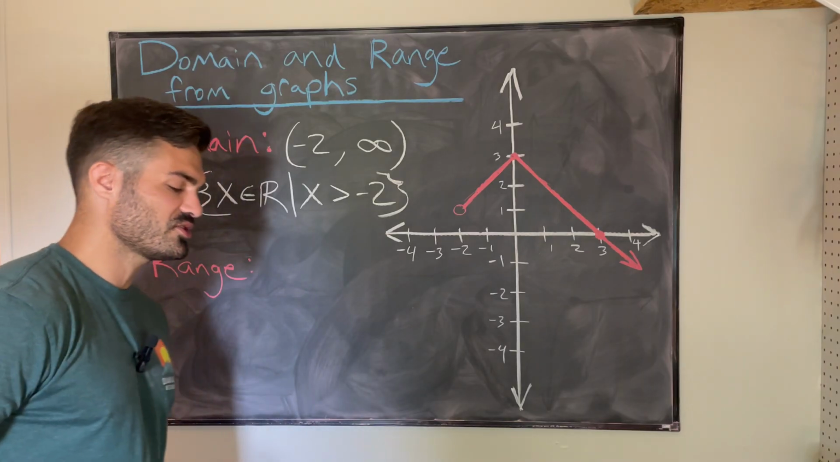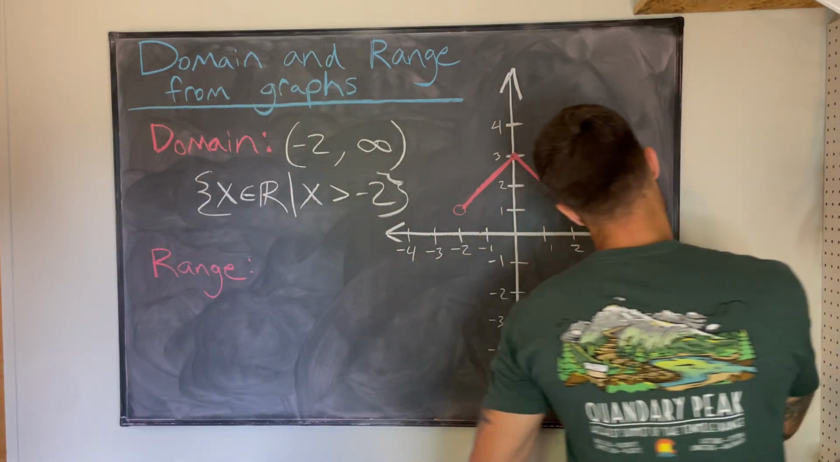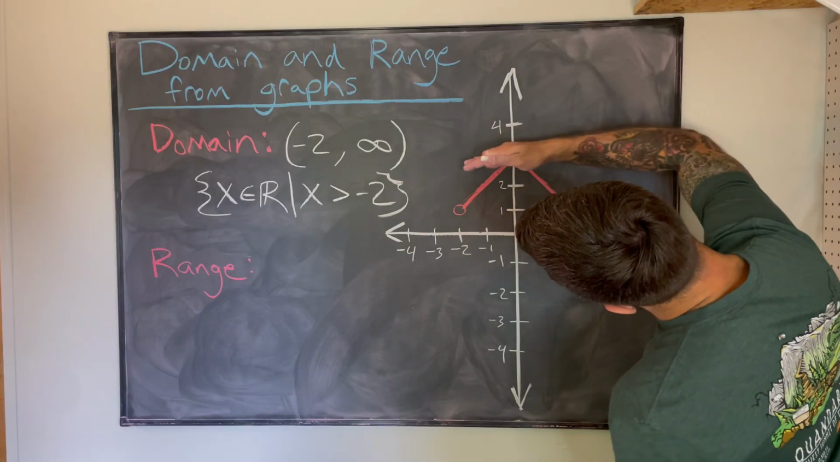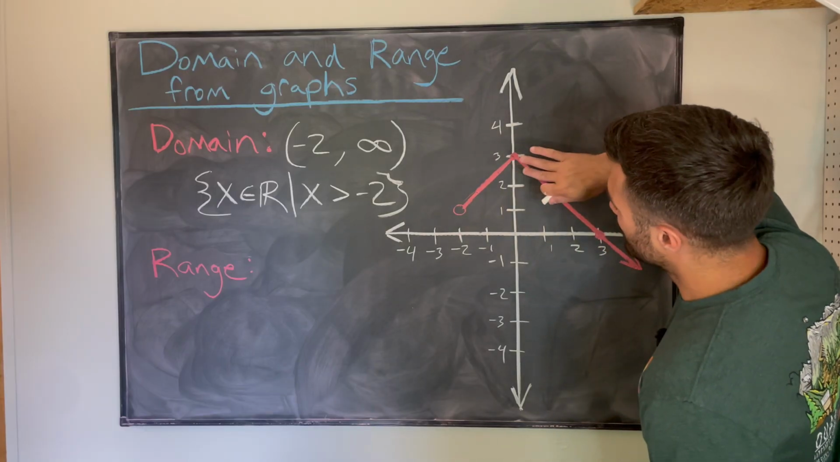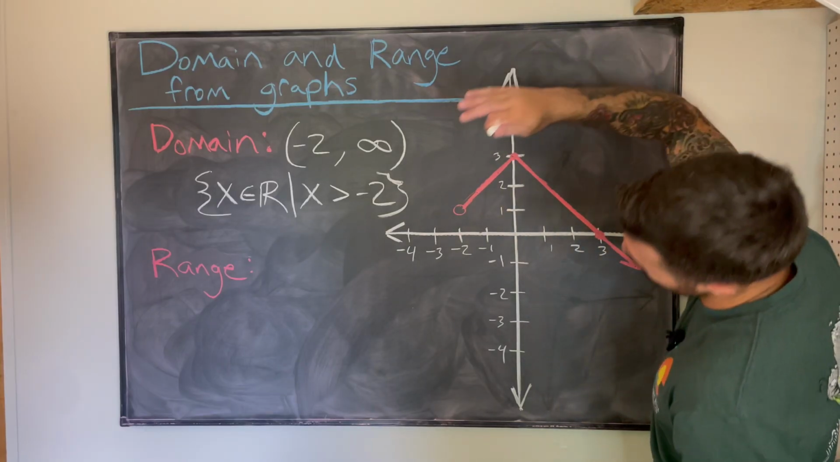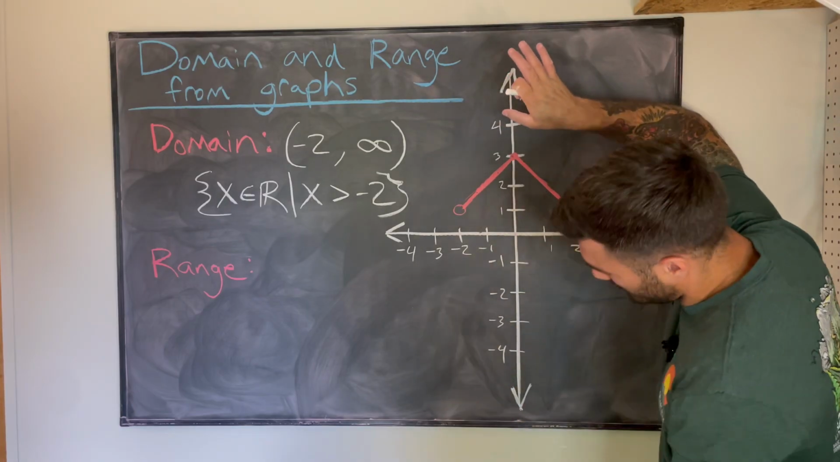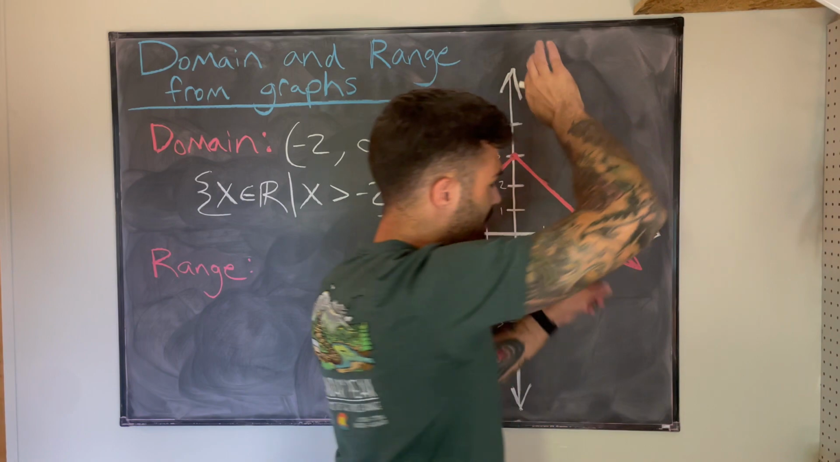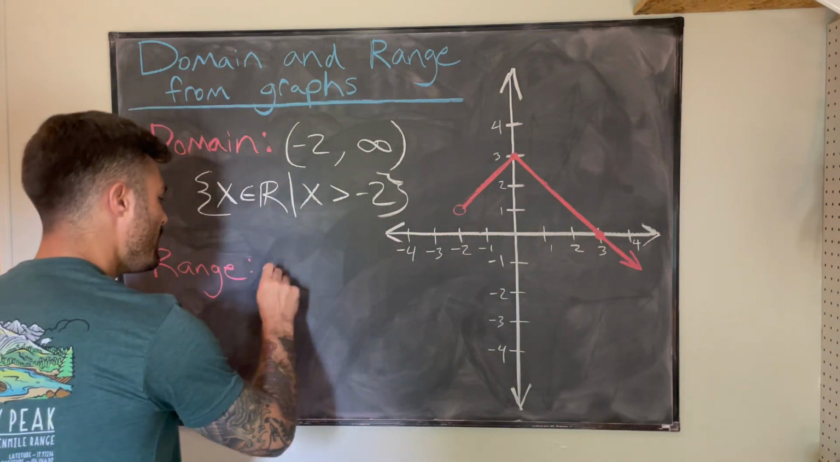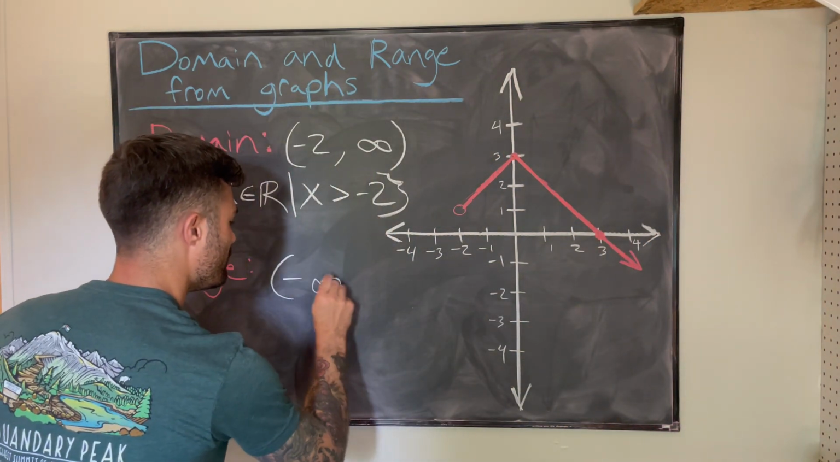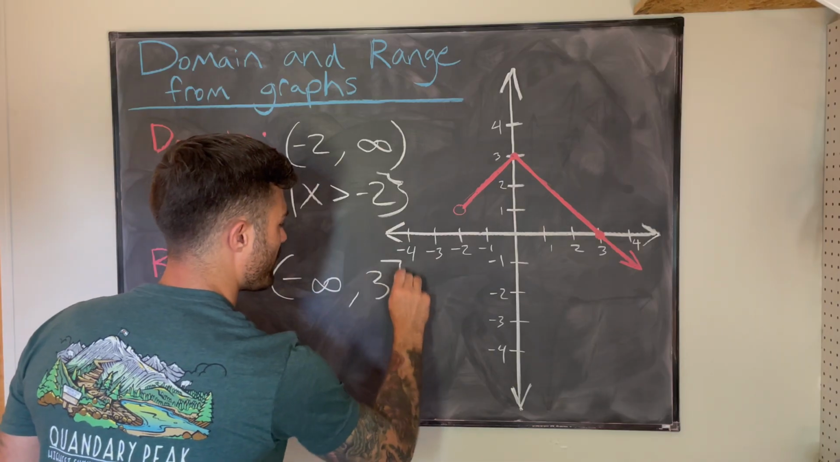All right, what about the range? Let's hit the head tilt. Bam. All right, the biggest y value I see is 3. There's no hole there. That is an actual y value. So on the right, we're going to have 3 with a bracket. On the left, what are we going to have? Well, this goes down forever and ever. So on the left, we have -infinity. On the right, we have 3 with a bracket.